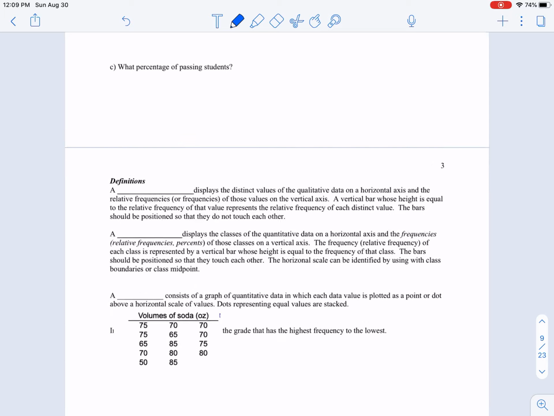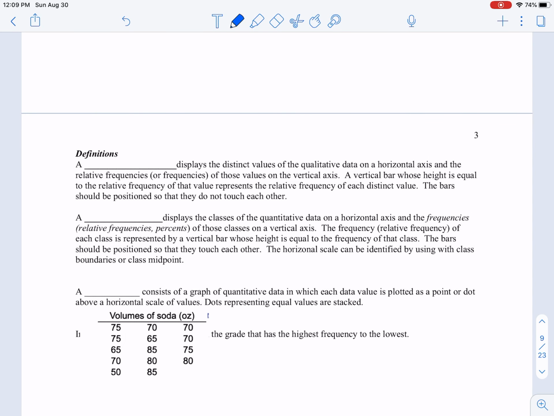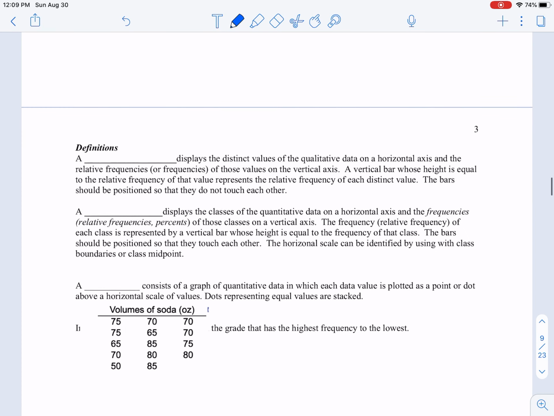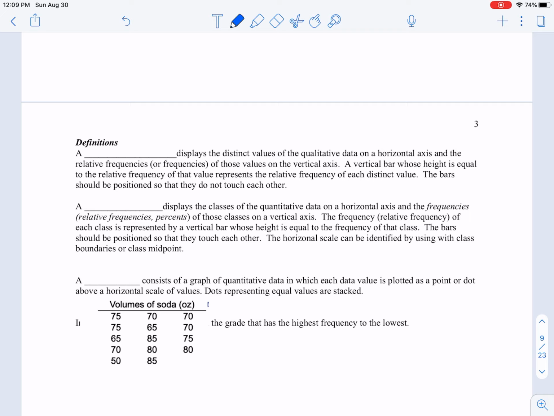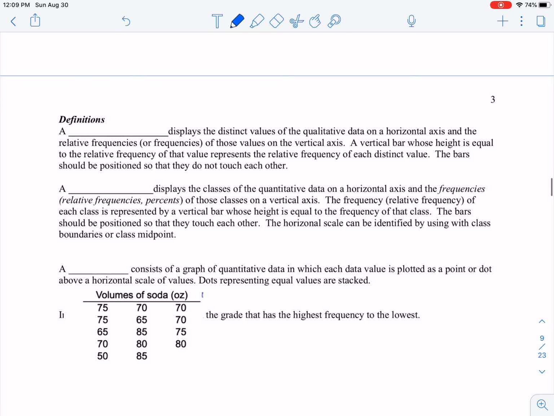The two definitions I have written down here are the two we will go over, at least one of them. Keep in mind that anything with graphs, when it comes to data, we're going to use technology, not quite graphing by hand. The first definition: a blank displays the distinct values of qualitative data on a horizontal axis and the relative frequencies of those values on the vertical axis.